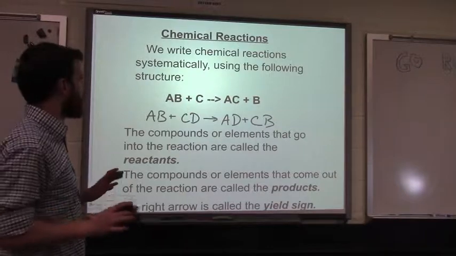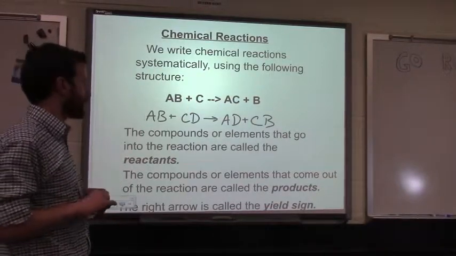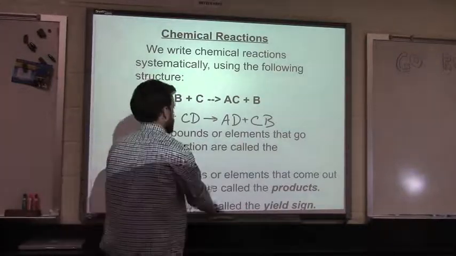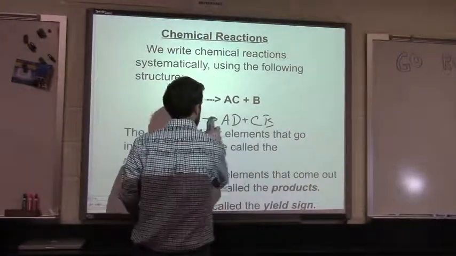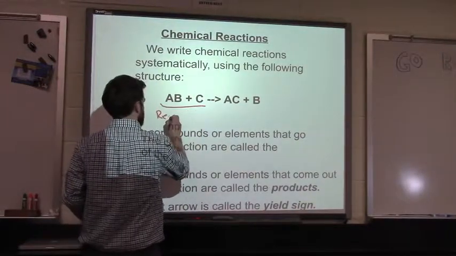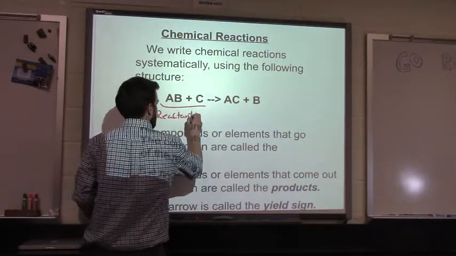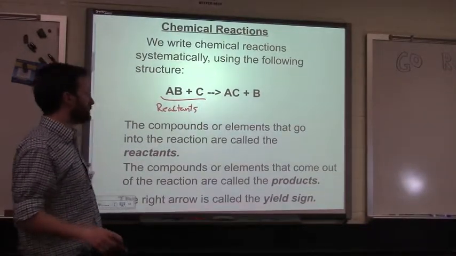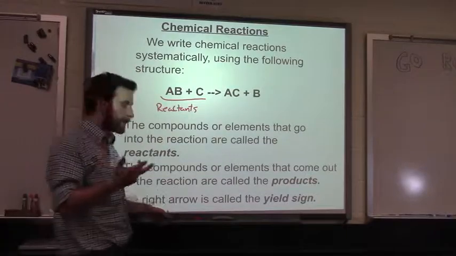Point being that the compounds or elements that go into the reaction, the things on the left side of the yield sign, are called the reactants. So we call what is over here the reactants. They go into the reaction. And then the compounds or elements that come out of the reaction are called the products. They are produced.